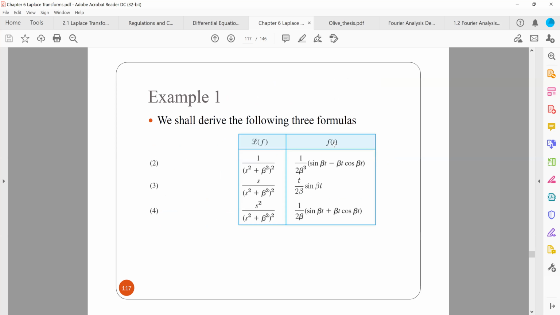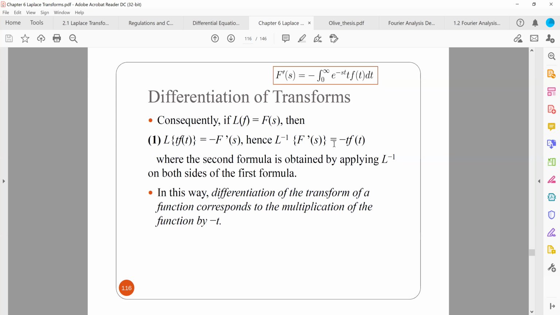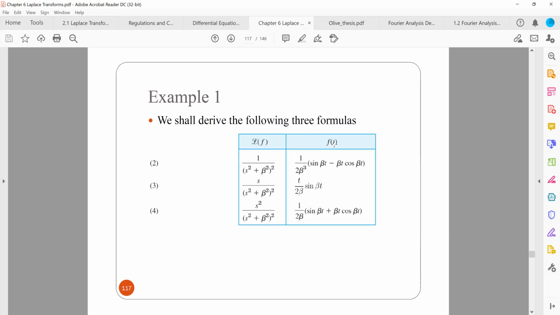Let's look at an example. This one would have been nice to do on a blackboard, but we don't have one. So we are going to see how we could derive these formulas using this fact that the Laplace transform of t f(t) is equal to minus the derivative of F(s). We have these three formulas that we are going to derive, and we shall start with formula 3, and from it we shall derive the other two.